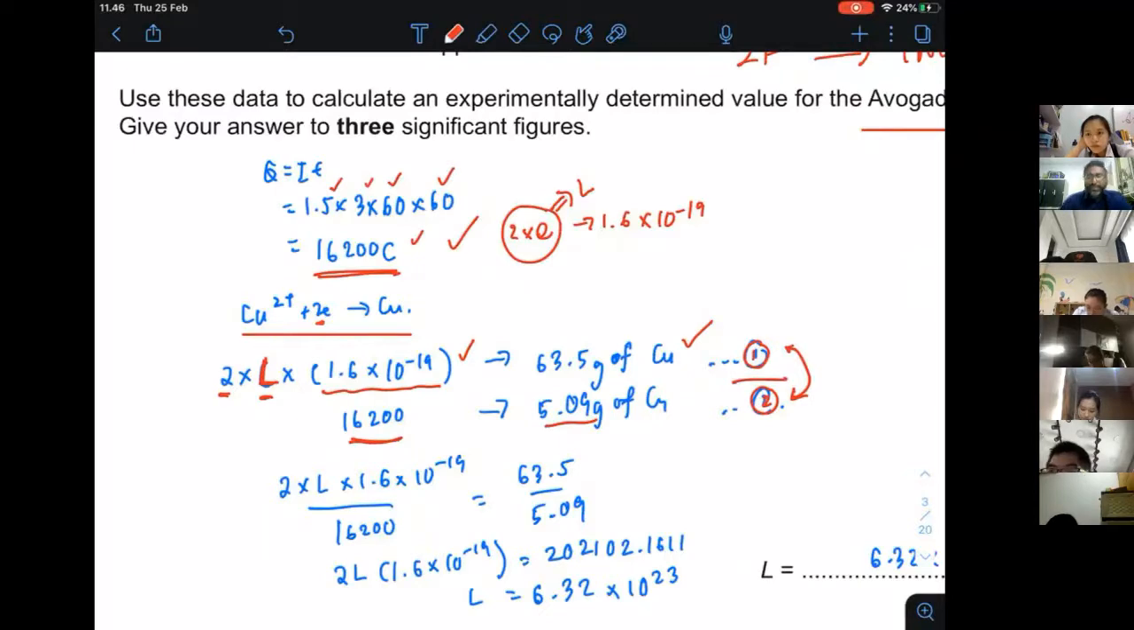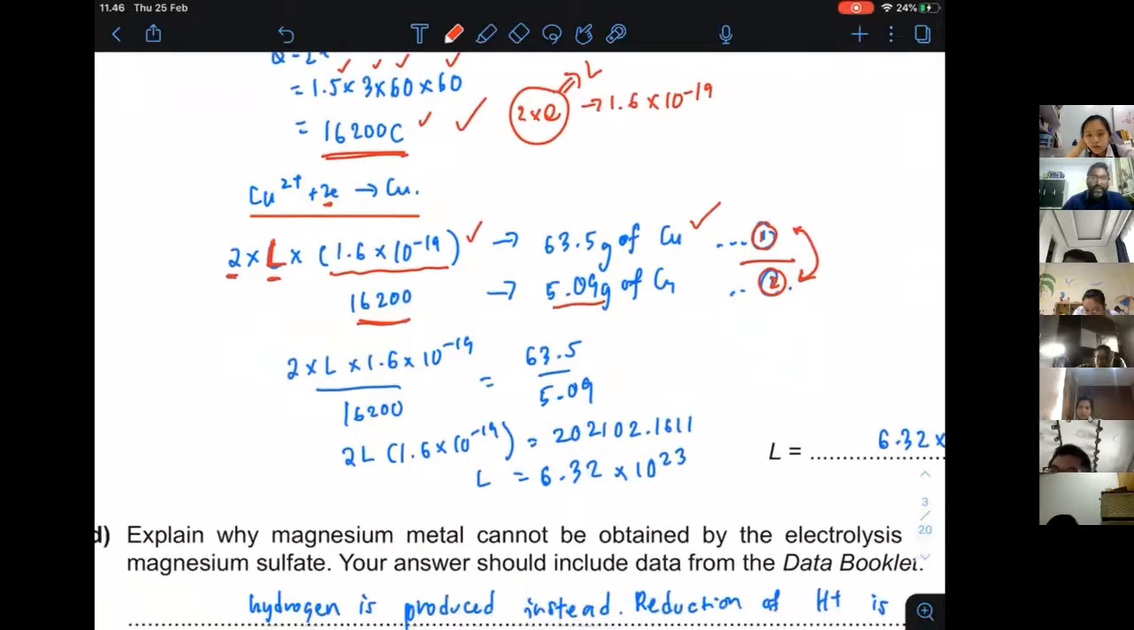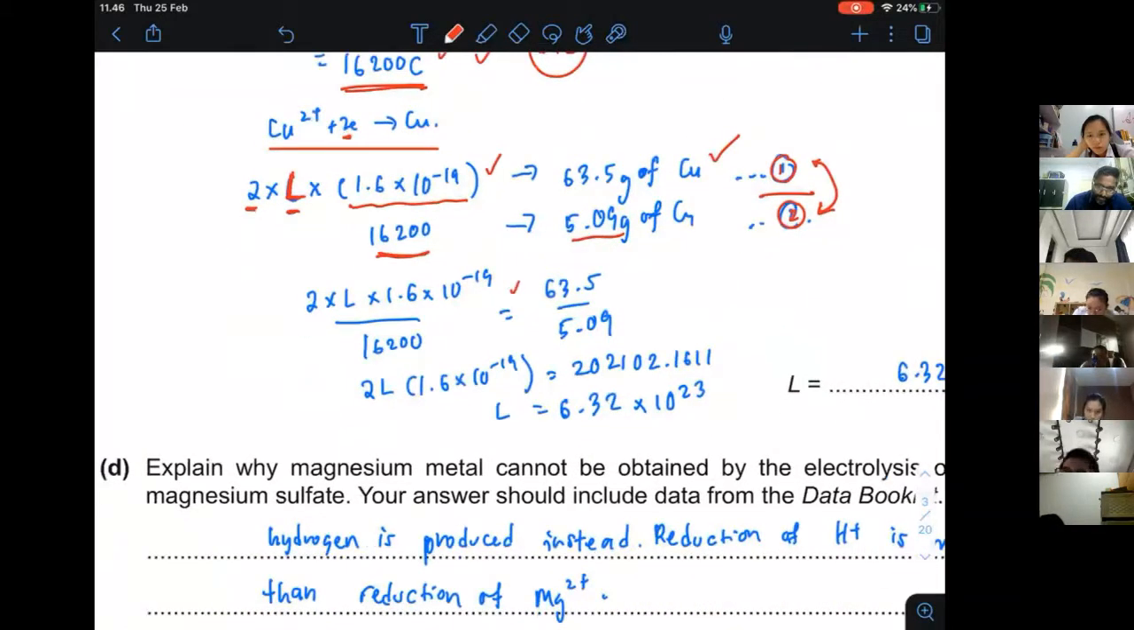1 divided by 2. It means that this equation, if you divide them with each other, you are going to get equal. So when I divide 63.5 by this, I can find out the relationship is going to be the same. I can find out what is going to be the L. So I just calculate what is the L, and you get this.